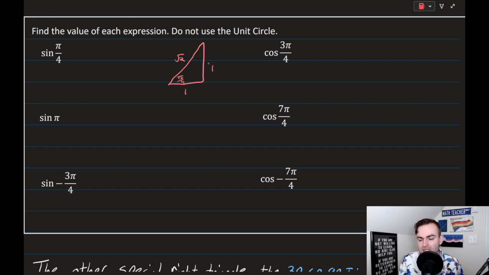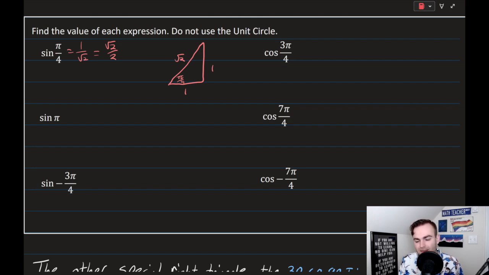Sine is opposite over hypotenuse, 1 over the square root of 2, which we know would then become the square root of 2 over 2. And I didn't have to look at a unit circle. I didn't have to use some sort of crutch. If I have these right triangles memorized, it makes life infinitely easier. The only ones that don't really count for that are your quadrant angles.